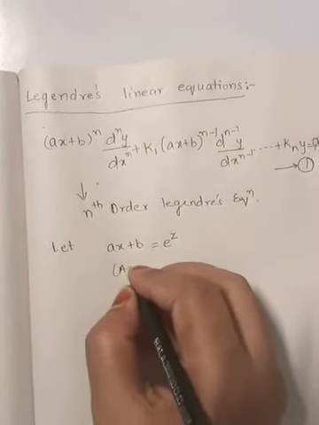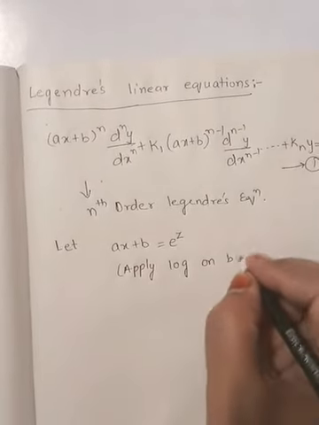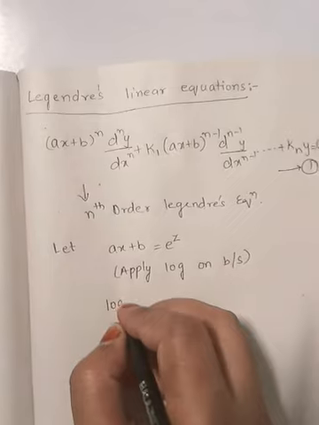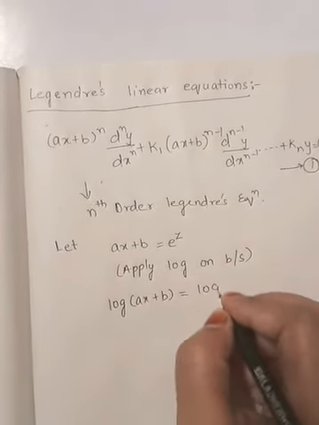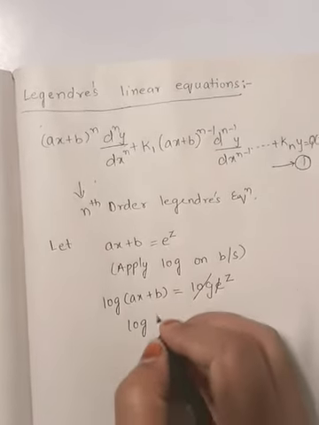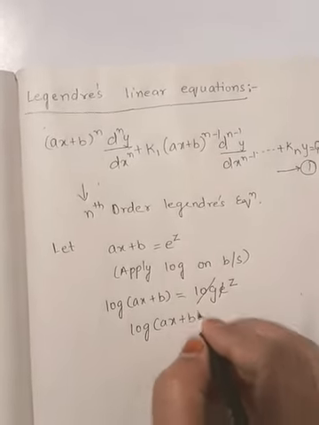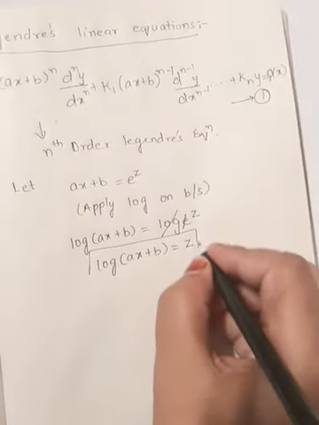Now apply log on both sides. What we'll get here? Log of (ax + b) is equal to log of e^z. Log and exponential will get cancelled. Log of (ax + b) is equal to z. Now keep this equation aside.